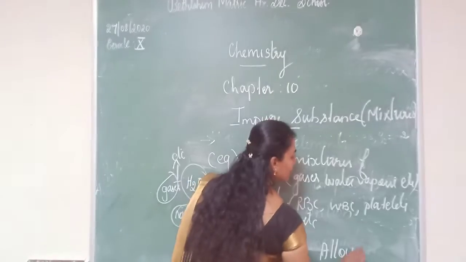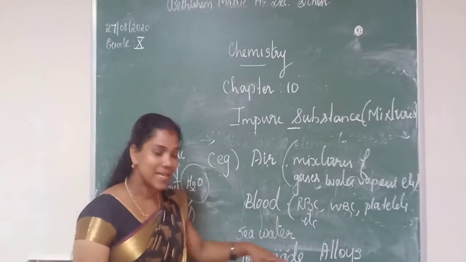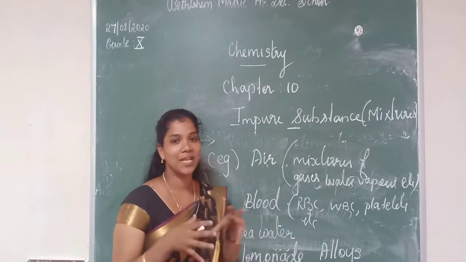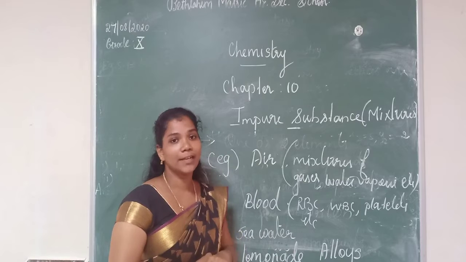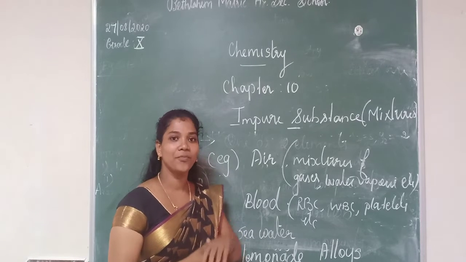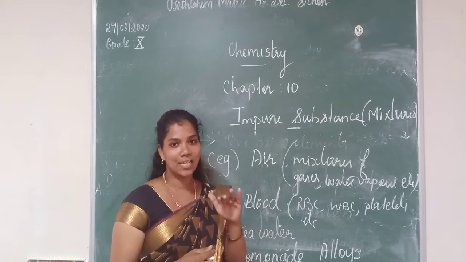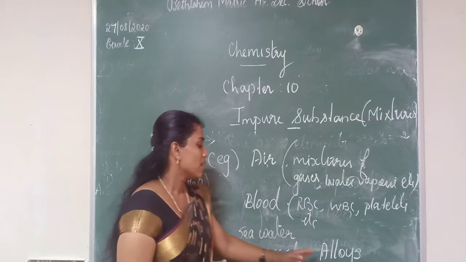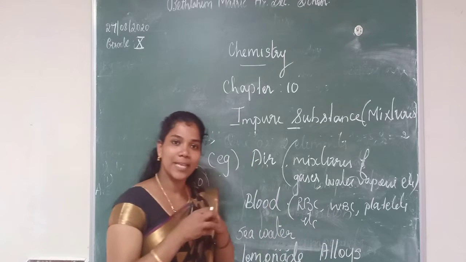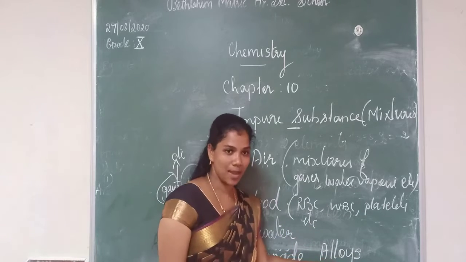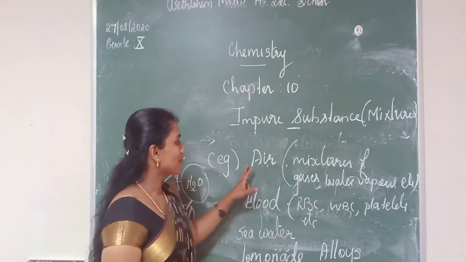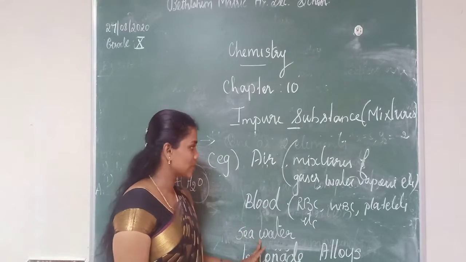The next example is alloys. Did we hear this word before? Alloy is a combination of different metals, or a combination of metal with metal or metal with non-metal. When these elements are combined at any proportion, we get alloys. So these are some of the examples of impure substances, students.